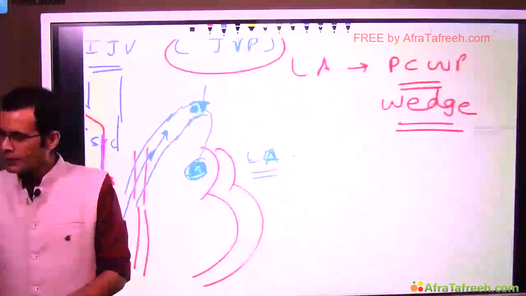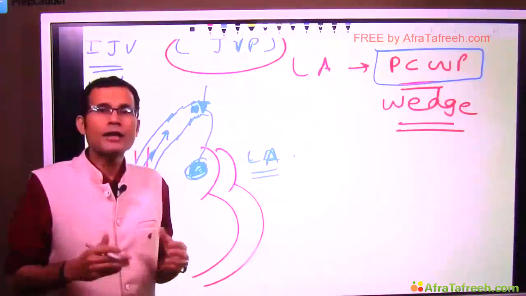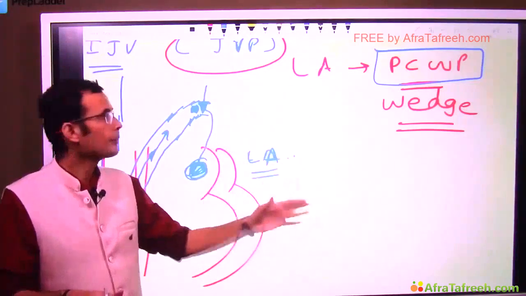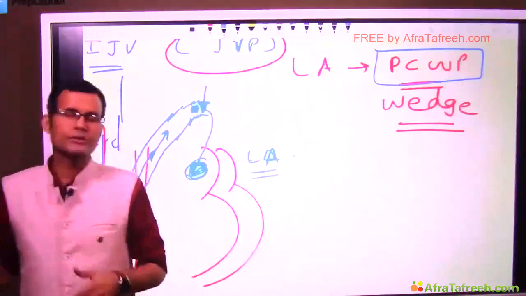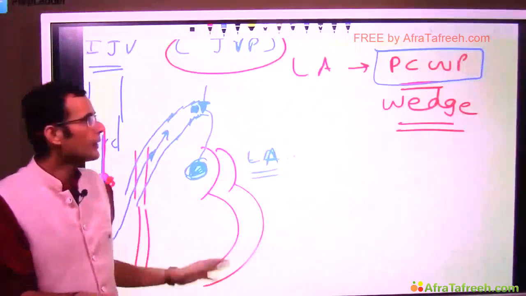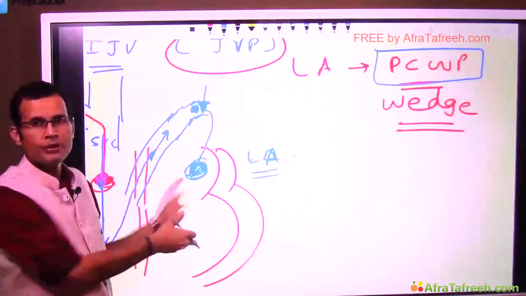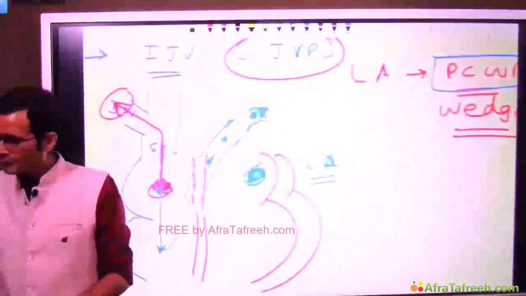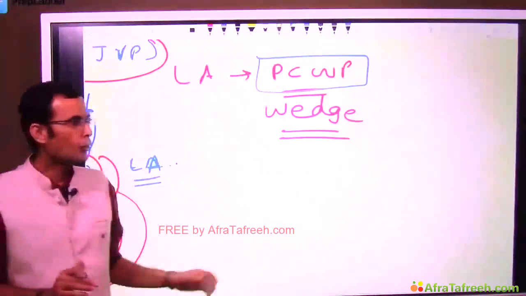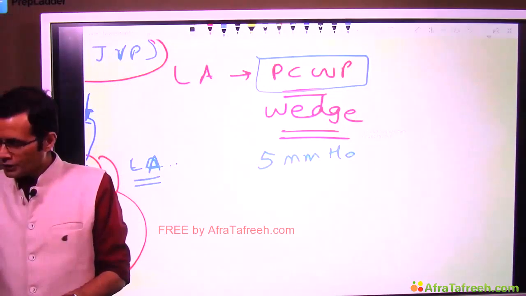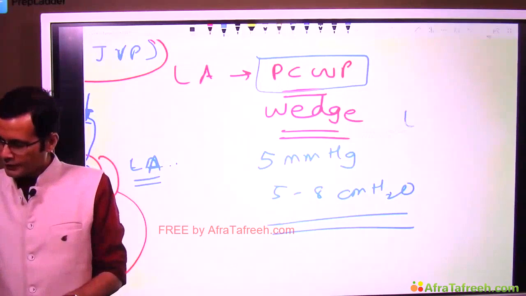Please remember, therefore, pulmonary capillary wedge pressure is not a naturally occurring pressure. Pulmonary capillary pressure is something different. Pulmonary capillary pressure naturally exists. It's about 15 mm of Hg. Pulmonary capillary wedge pressure is not a naturally occurring pressure. We have created this kind of pressure by our maneuver. So that's the left atrial pressure recorded as PCWP. And as we saw for right atrial pressure, the left atrial pressure is 5 mm of Hg or 5 to 8 centimeters of water. That's the left atrial pressure.